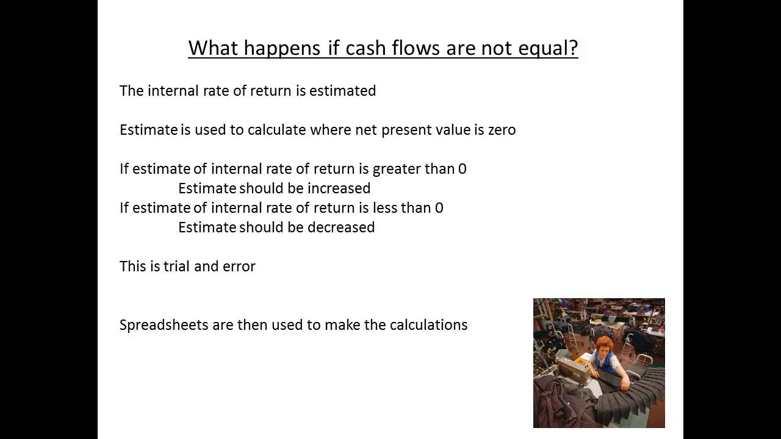What happens if the cash flows that are predicted for each year of the investment are not equal? In practice, what we can do is to make an estimate to calculate the rate where the present value is zero. If the estimate gives a rate of return that is greater than zero, then the estimate should be increased. If the estimate gives a value of less than zero, then the estimate should be decreased. This trial and error method can be made much easier by the use of spreadsheets.